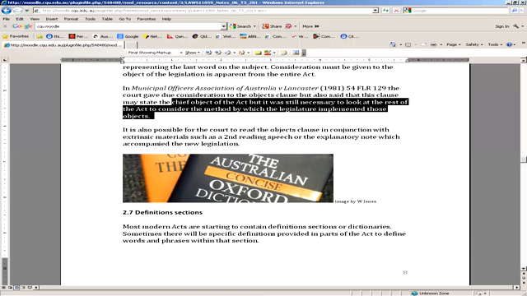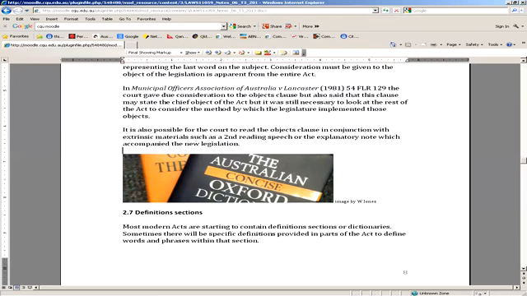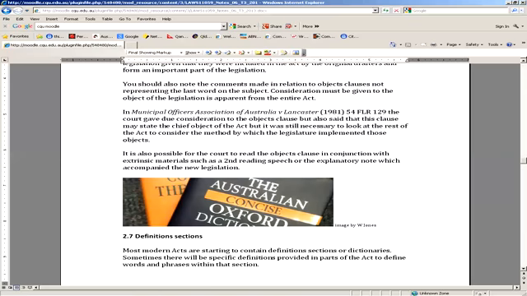It is also possible for the court to read an objects clause in conjunction with extrinsic materials, and obviously that's something we've looked at in past weeks. That is, the objects clause is assisting us in identifying the purpose, and in looking for the purpose, we might look at explanatory memoranda, second reading speeches, etc.